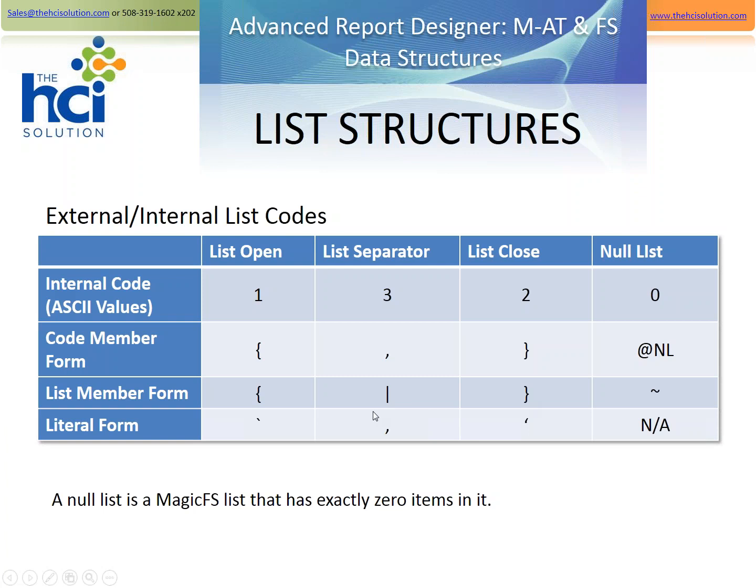A null list is actually interesting. It's a Magic FS list that has exactly 0 items in it. It's still a list structure, so you can perform some functions on that list, like joining things to it and inserting items in the list. A nil value is not a list, but a null list is still a list, if that makes sense.